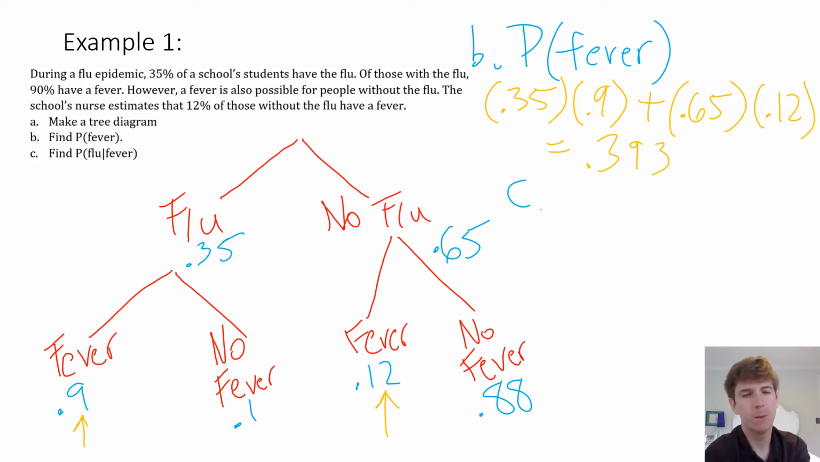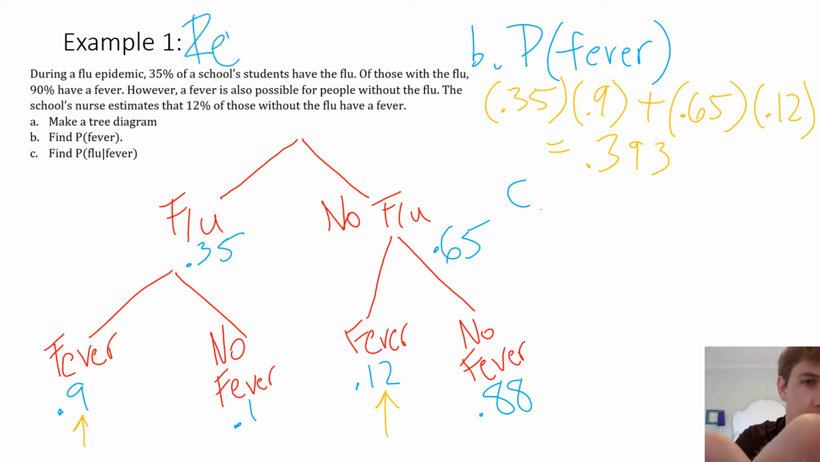All right, so find the probability of flu given fever. If you find a randomly selected student here and they have a fever, what's the probability they also have the flu is basically what that's asking. Normally in a tree diagram, we just multiply down the branches. Here, what this problem is asking, it's called reversing the conditioning.